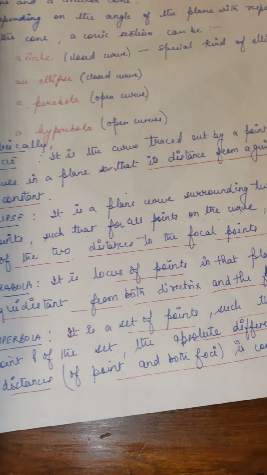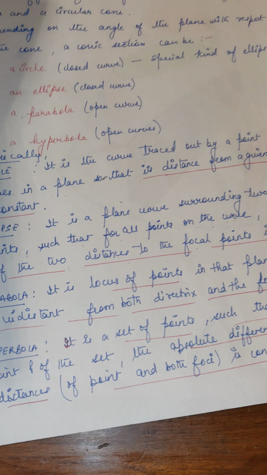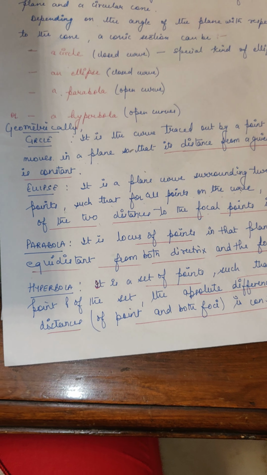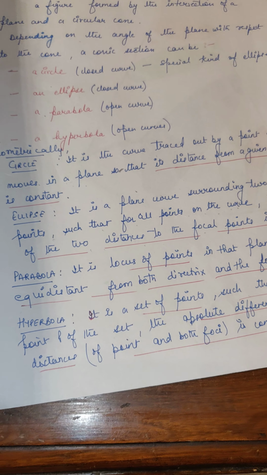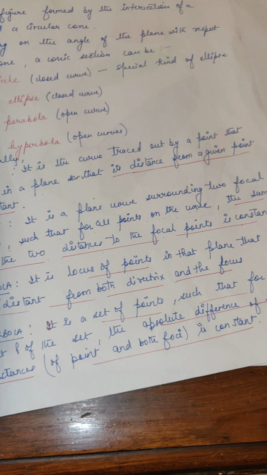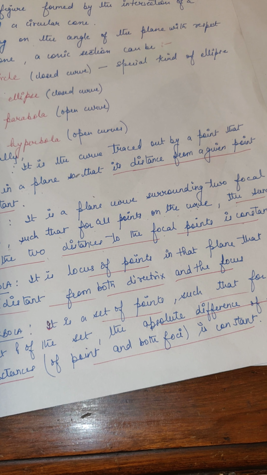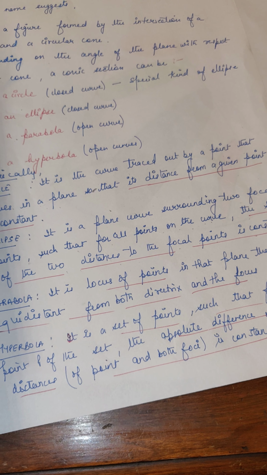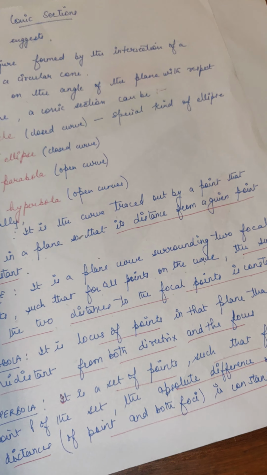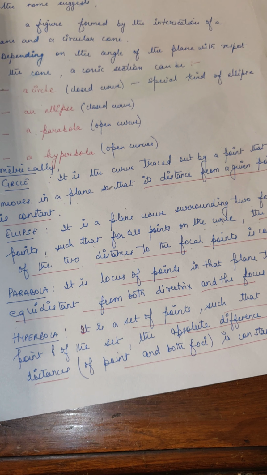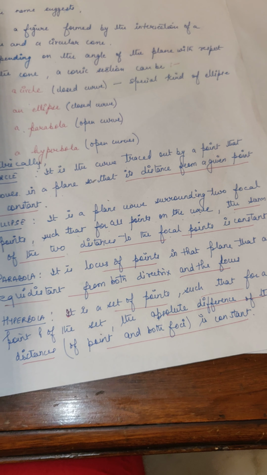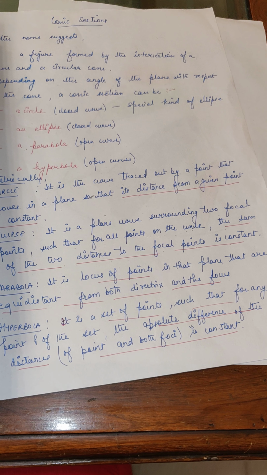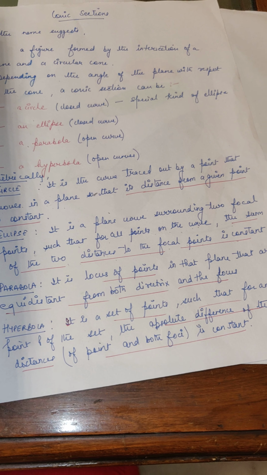Second conic section: if you see the definition, what does it say? It says the second one is an ellipse. So an ellipse is a plane curve surrounding two focal points. Now what are the focal points? They are two fixed points, such that for all the points on the curve, the sum of the two distances to the focal points is constant.